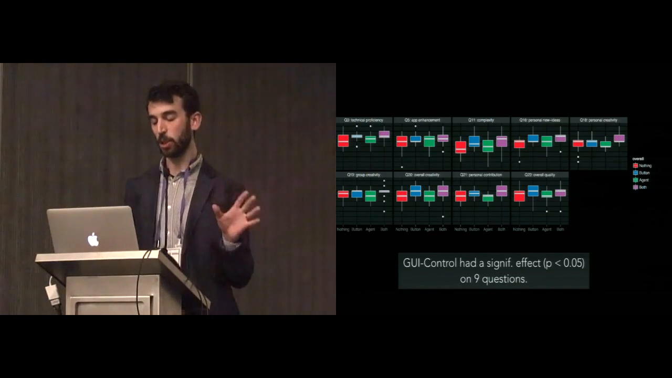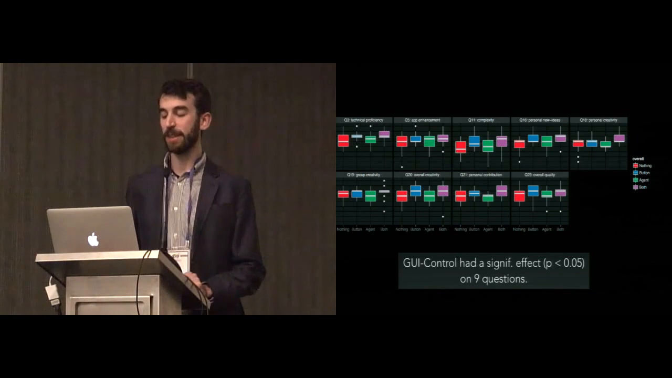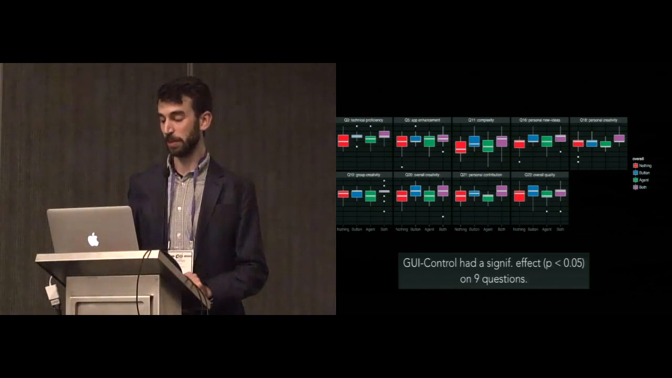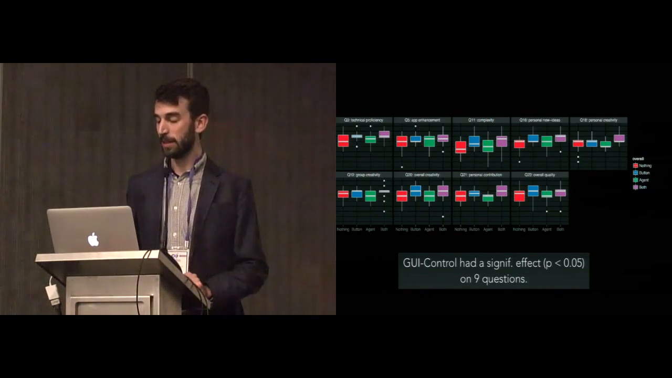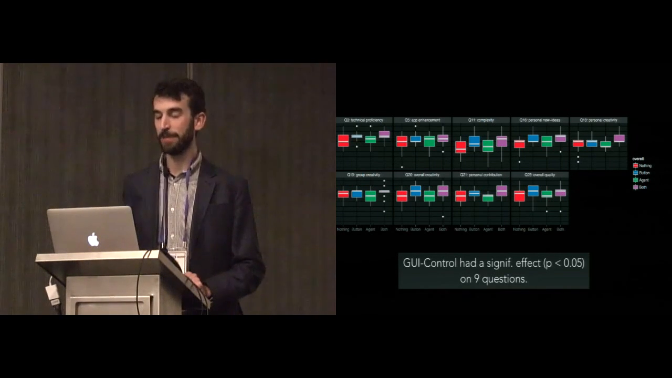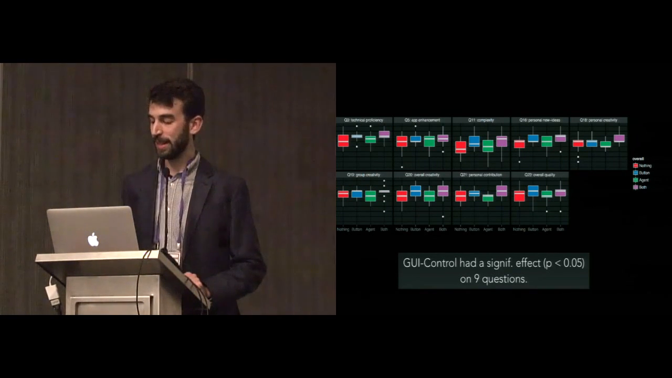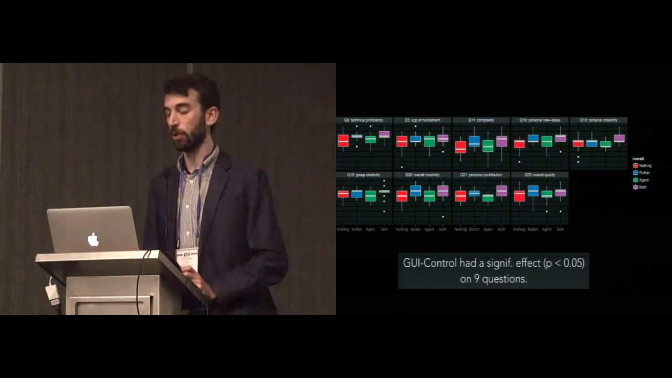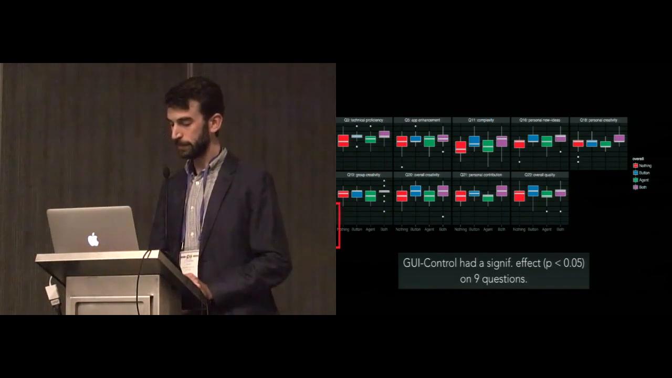What we found was that the GUI control factor had significantly higher ratings in 9 questions with p less than 0.05. The performers felt that they were more technically proficient with the GUI button, they felt that their performances were more complex, and they felt that creativity and overall performance quality were higher.